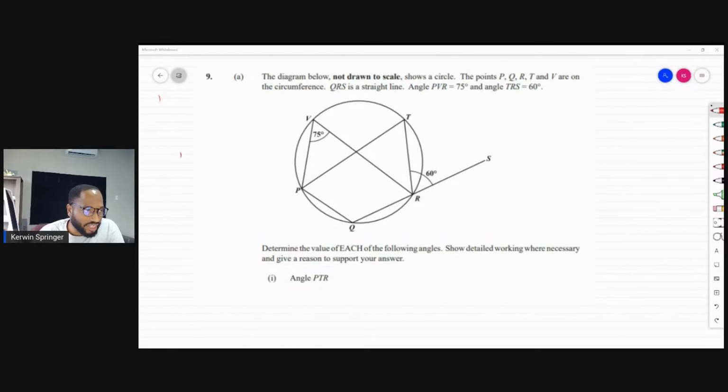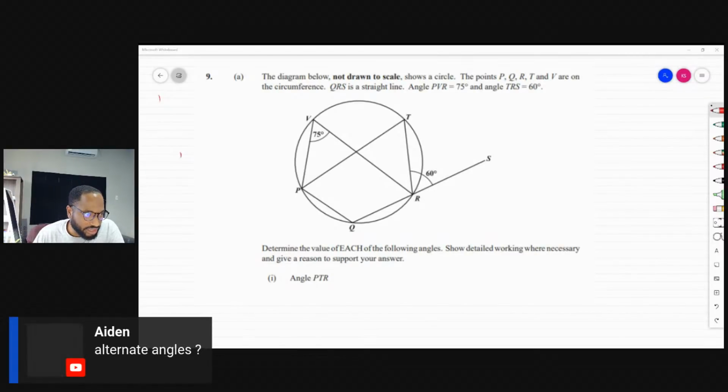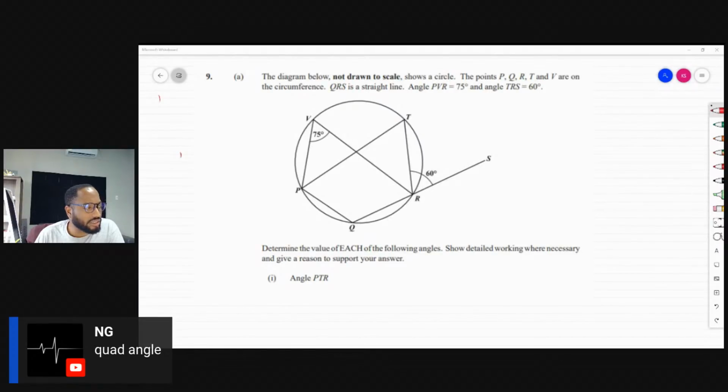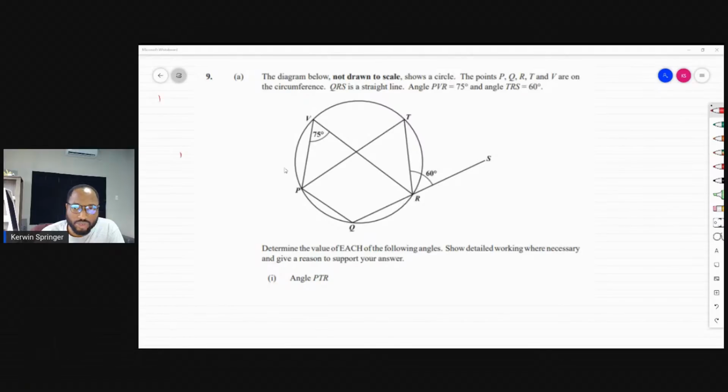Alternate angles. I didn't even find it yet. Somebody said alternate angles. Quad angles. Well, there's a whole bunch of circle theorems you're supposed to memorize. What do you want? PTR. This angle here. All right, there's the easy one.